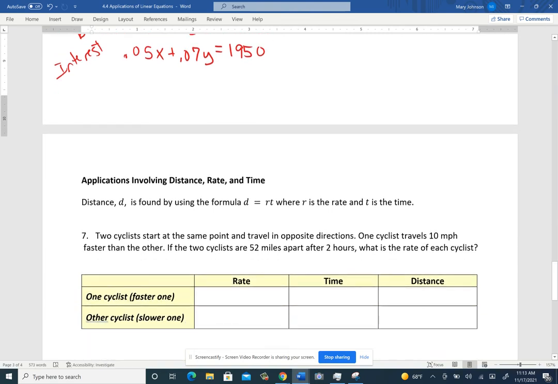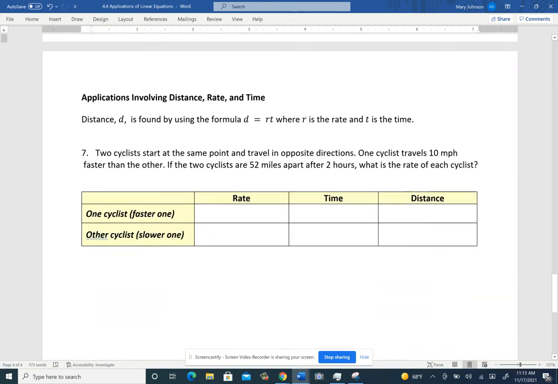All right, I got two more. This deals with a real common formula. Distance equals rate times time. You know this. You know, if you drive at 50 miles an hour for 3 hours, you will have gone 150 miles. Okay? So if you go 50 miles per hour for 3 hours, that'll wind up being 150 miles.